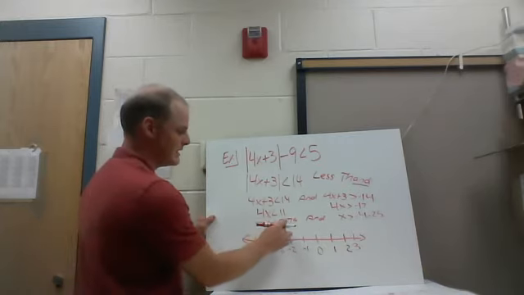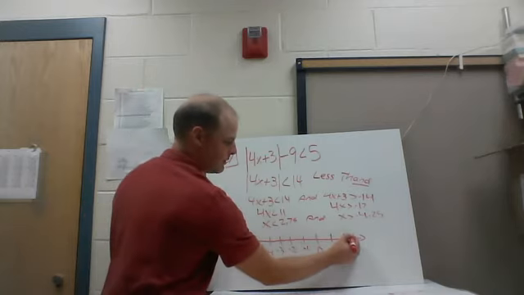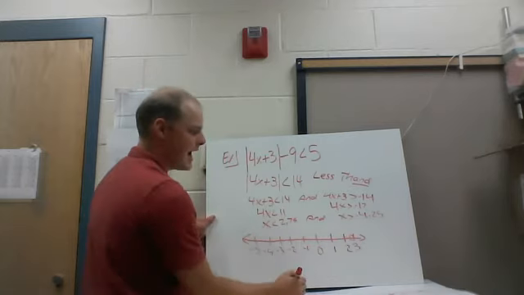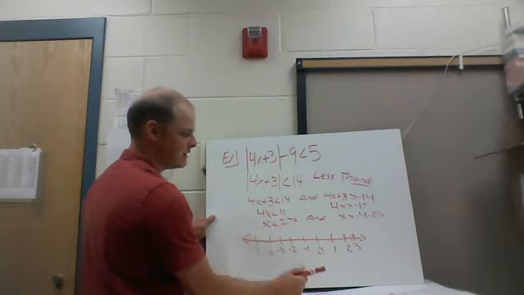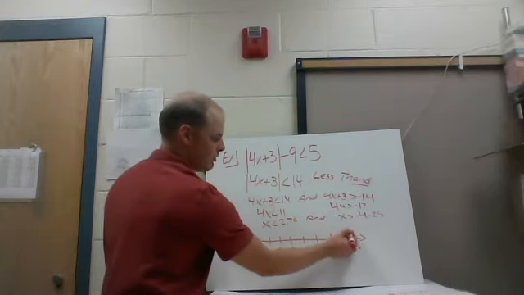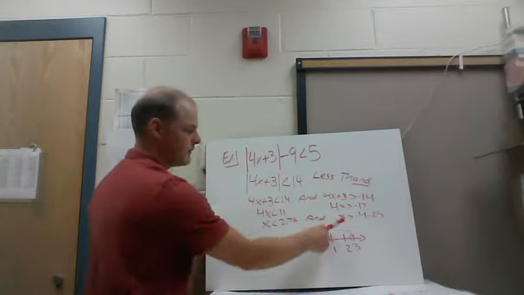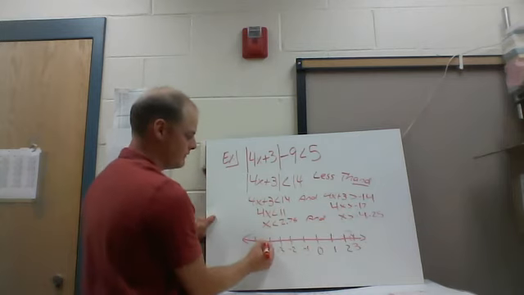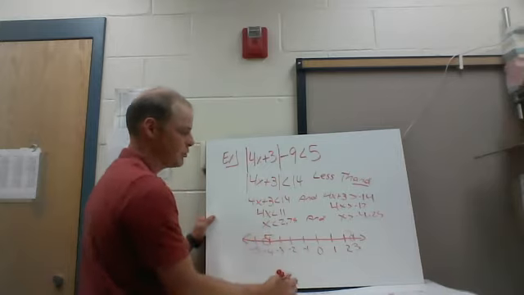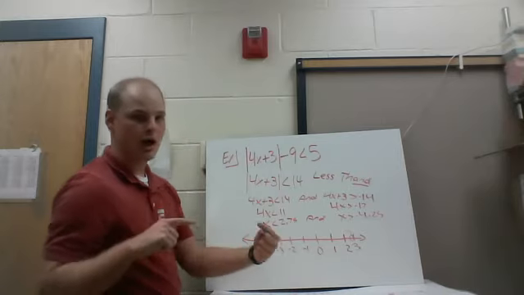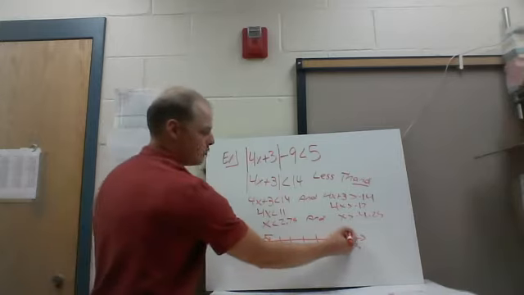X is less than 2.75. That'd be about right here. I'm not going to fill it in because it doesn't have an equal to sign. The less than is going this way. X is greater than negative 4.25. That would be about right here. Greater than goes this way. And statements should come towards each other, and it's where they overlap.